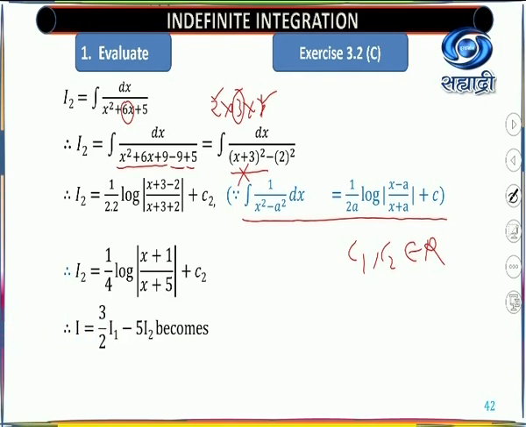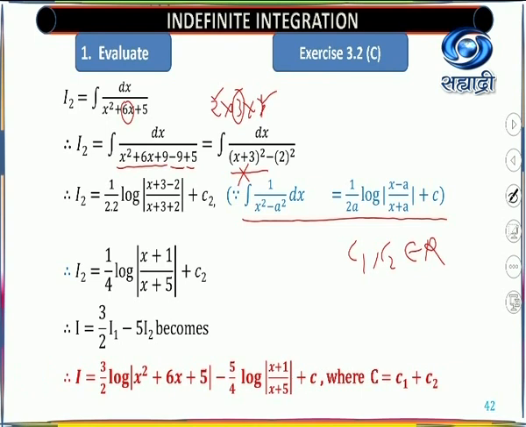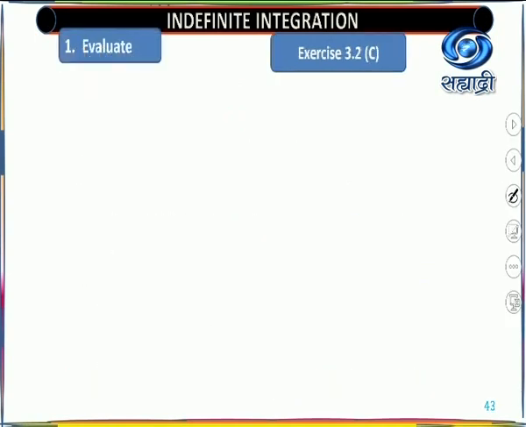Okay, so what will be the next? Next one is now to substitute in this formula. So what will you get? I equal to 3 by 2 I1. What is the value of I1? That is log of x square plus 6x plus 5 minus 5 upon 4 log of x plus 1 upon x plus 5 plus c, where c equals c1 plus c2. I told you this belongs to R. So you are getting some other real number which is equal to C, capital C. Okay. So now next example.